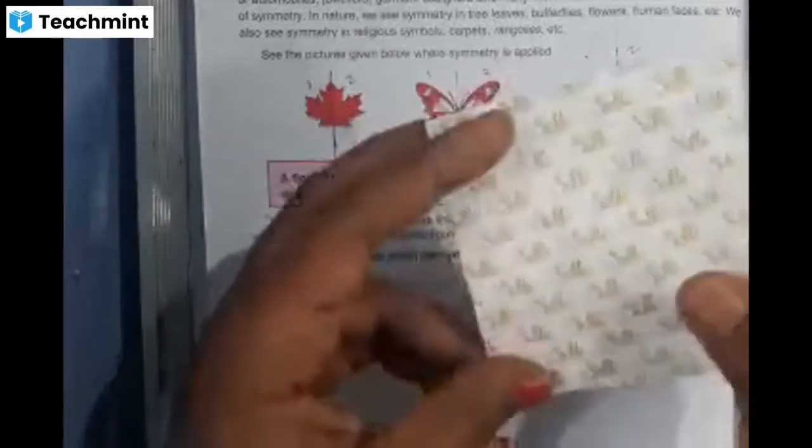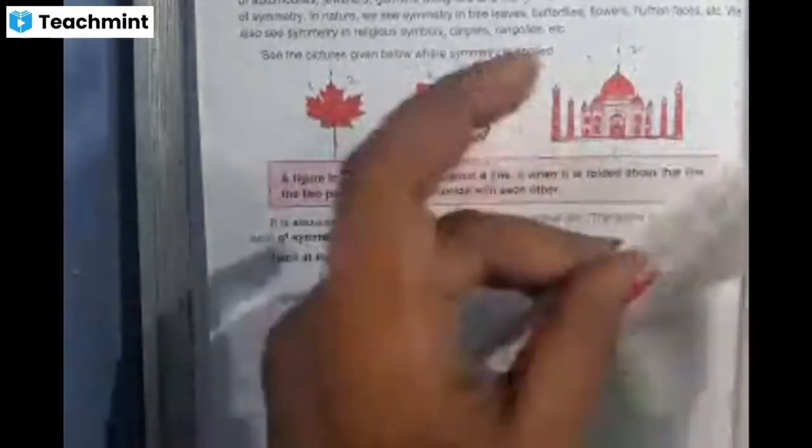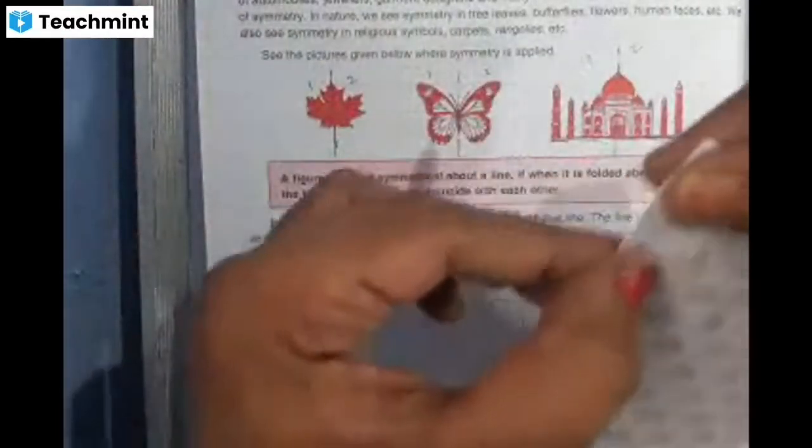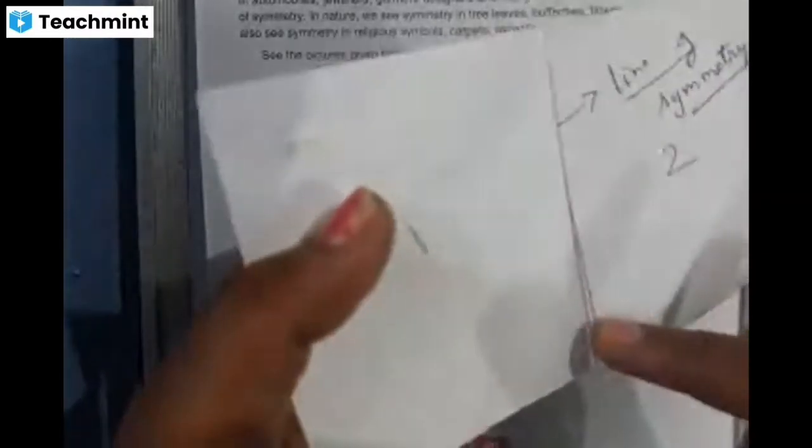And what do you mean by line of symmetry? After folding the first part on the second part, you observe when I just press here, when a folded part is pressed here, you get a line here. When I draw this line, it is called the line of symmetry.